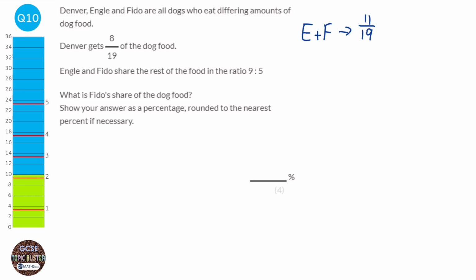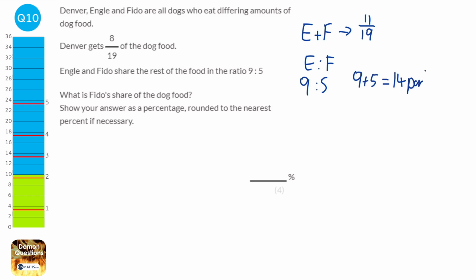I'm going to focus on the ratio next of Engel to Fido. So it's 9 to 5. Let's see, first of all, how many parts there are altogether. So 9 plus 5, which is 14 parts. So there are 14 parts in total, and the share that they get is 11 over 19.